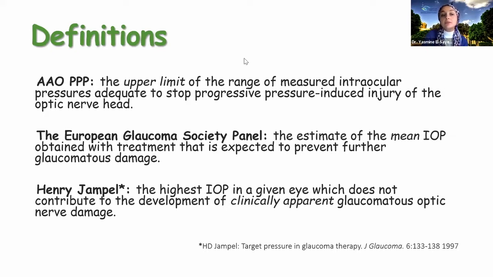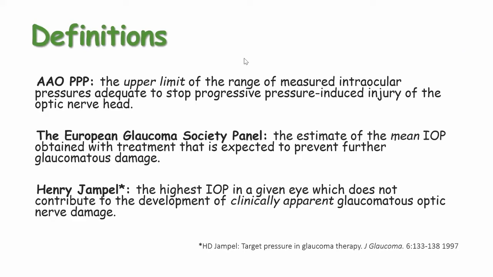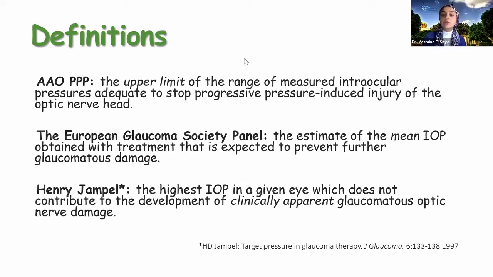So according to the different definitions, the American Academy of Ophthalmology defined the target pressure as the highest pressure that would stop further deterioration of the glaucoma's optic neuropathy. The European Glaucoma Society, on the other hand, defined it as the average pressure that would stop further deterioration of the glaucoma's optic neuropathy. But what I really like, and the closest to the ideal management of the glaucoma patient, is Henry Jampel's definition. And he defined the target pressure as the highest pressure that will not contribute to development of clinically apparent glaucomatous optic neuropathy.